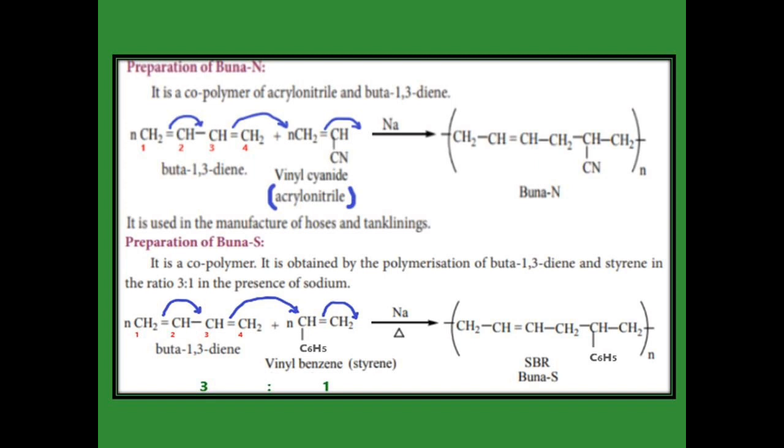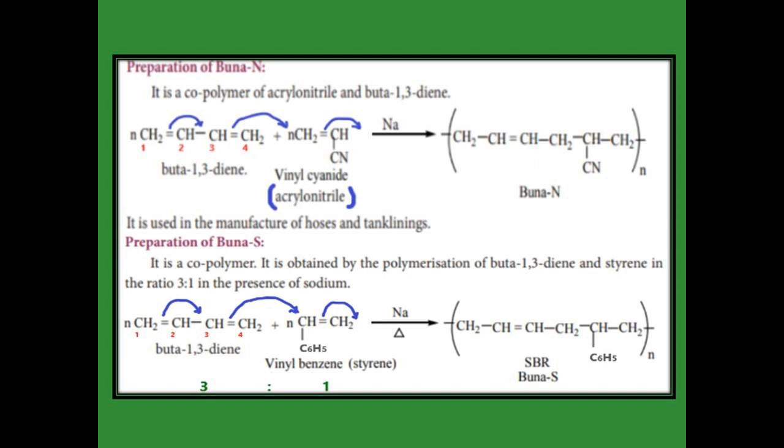Simply we say that wherever a double bond is present, it changes to a single bond, and the single bond changes to a double bond. The side chain having a single bond never changes to a double bond. So keep this in mind.